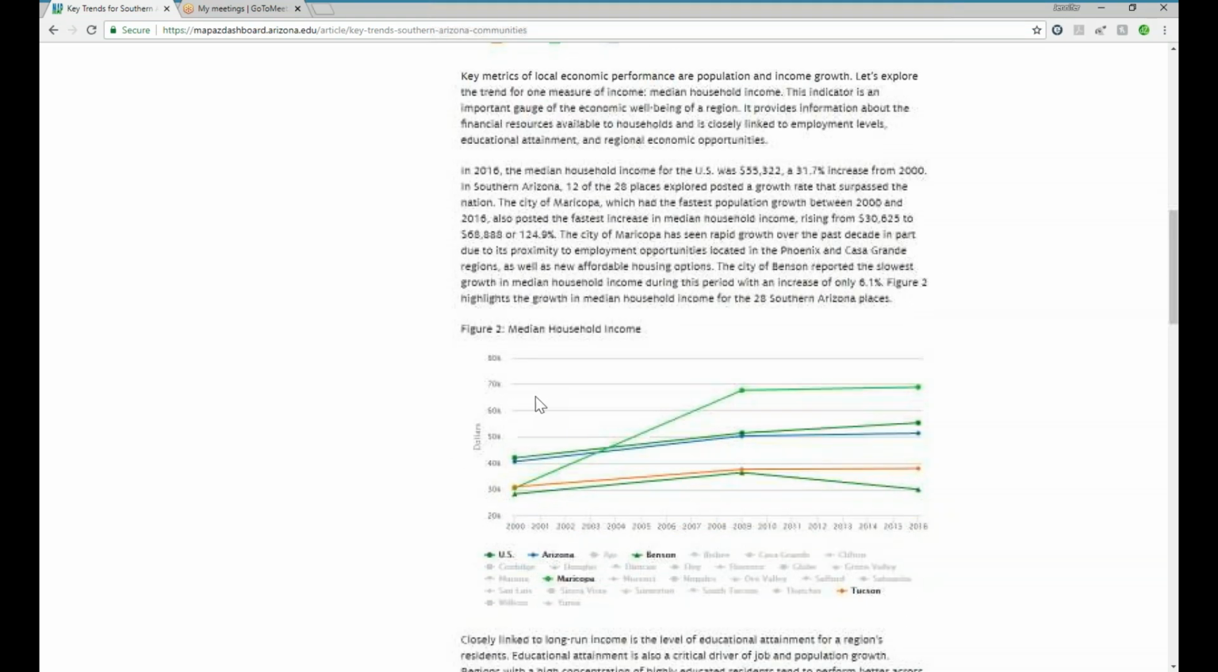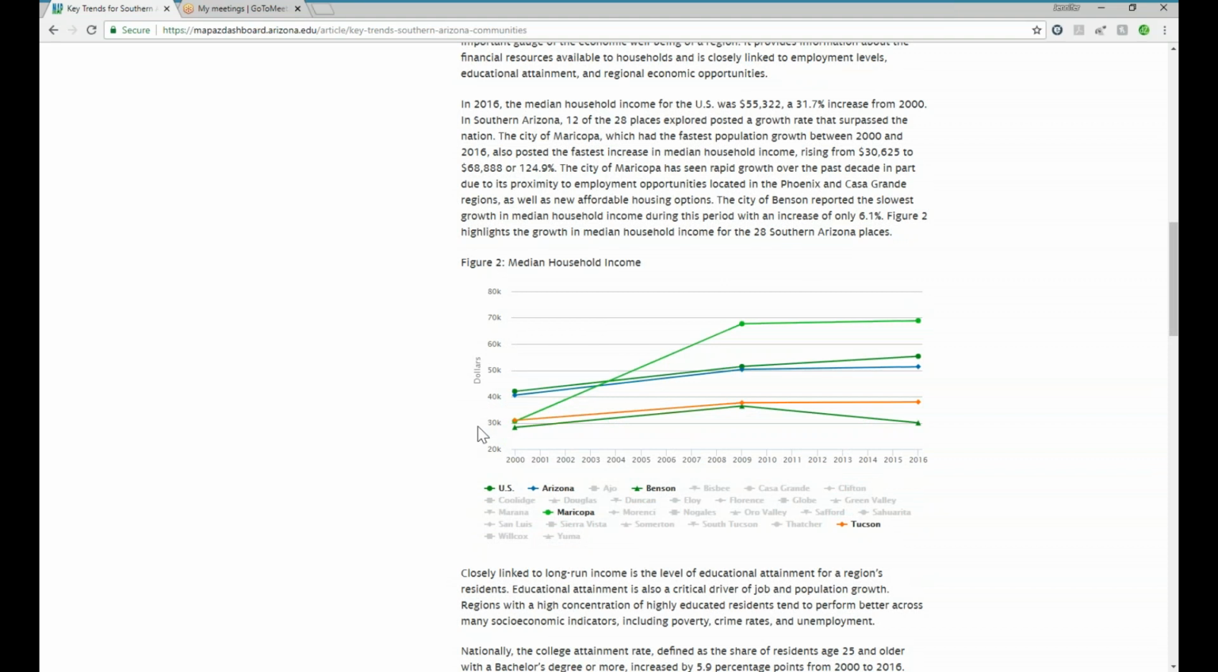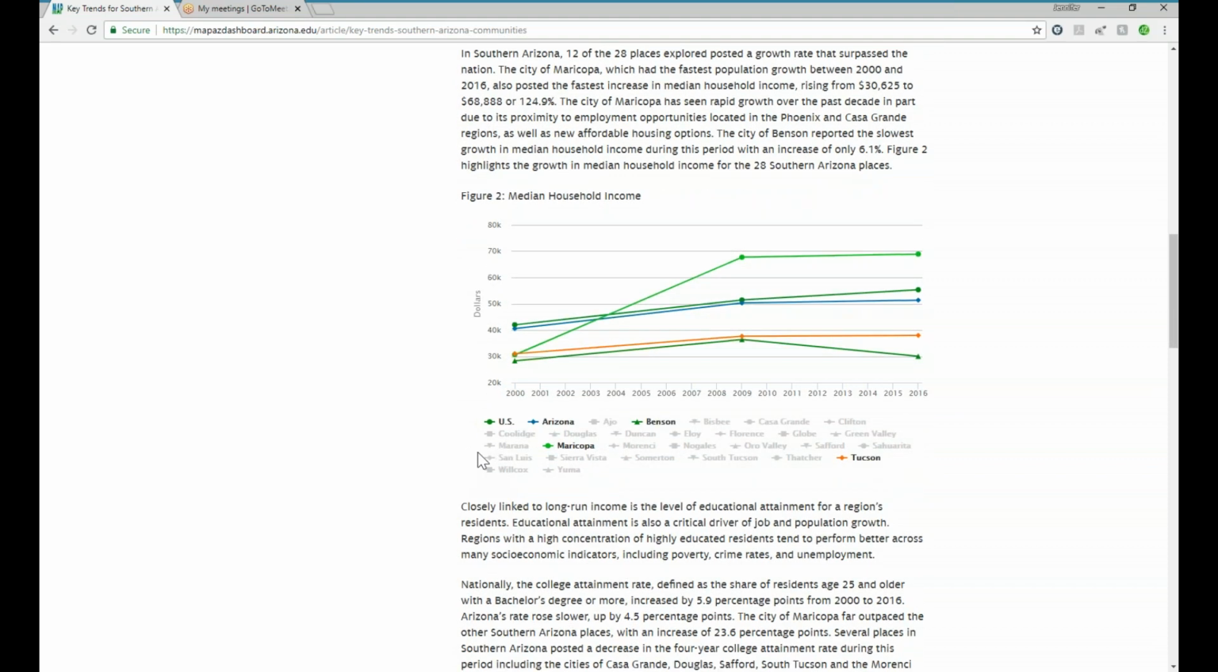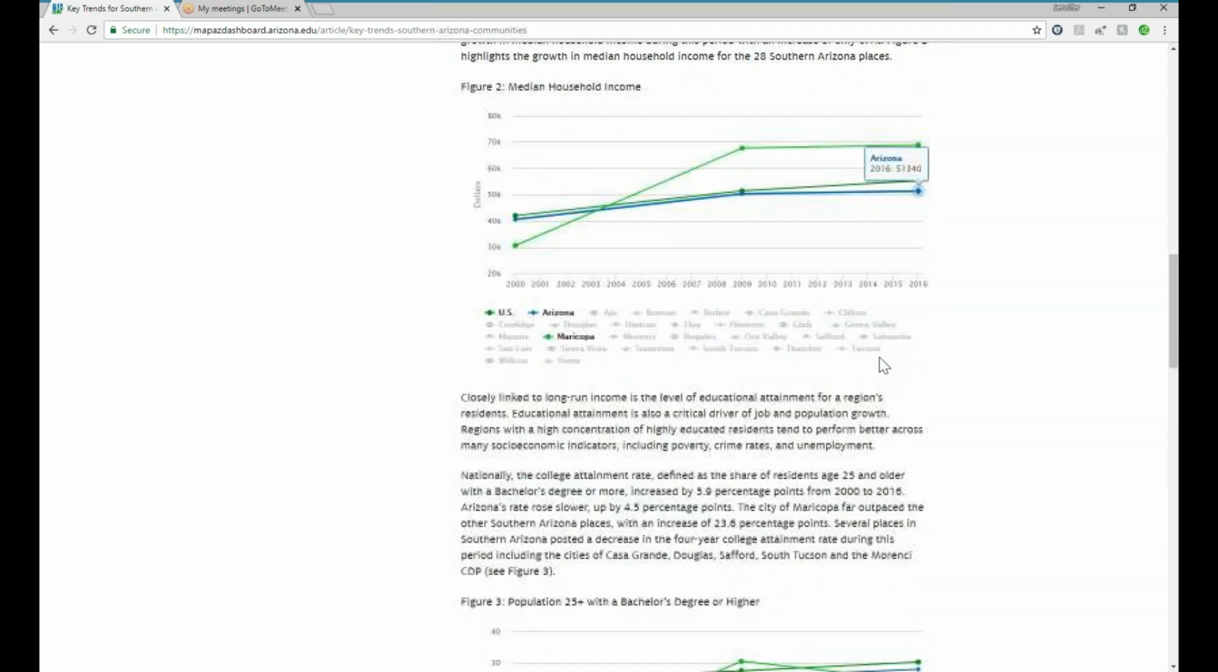If we go down here real quickly, and I want to make sure we leave a couple of minutes at the end for questions, we can look at the trends for median household income. We can see, like population, the city of Maricopa has had the fastest growth, with income starting out at 30,000 in 2000 and now at 69,000 in 2016. The U.S., you can see, has grown a little bit faster than the state. That income growth is a little bit quicker.